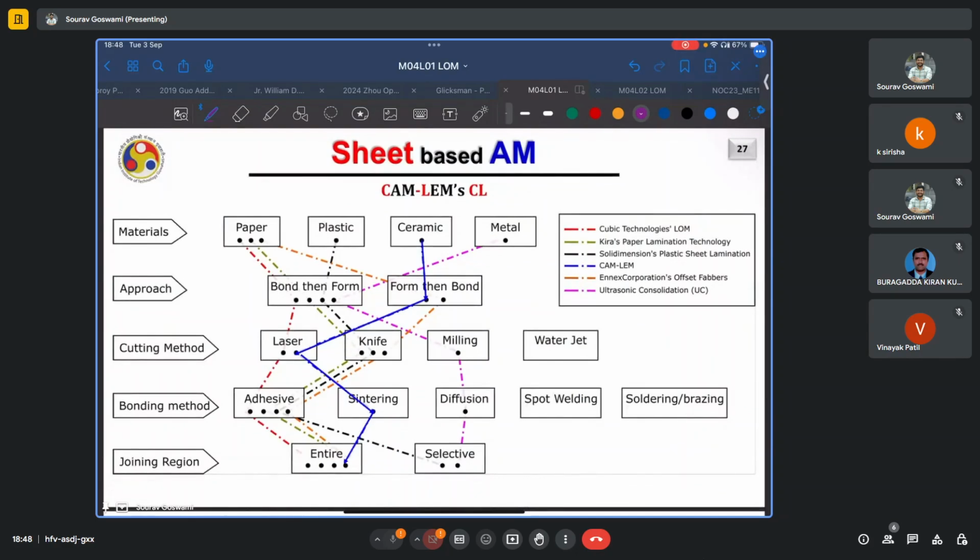The next technology is CAM-LEM's CL. I believe this CL name is simply coming from CAM-LEM, which uses ceramic sheets as a raw material and uses a form and then bond approach. So this is different from all the processes we looked at till now. For cutting, it will use a laser because to cut a ceramic sheet, a mechanical knife may not always be the most appropriate method. To join the ceramic sheets, we'll use sintering, and again the entire region, including the desirable and the undesirable region, will be joined together.